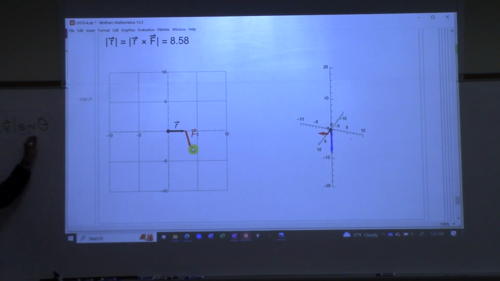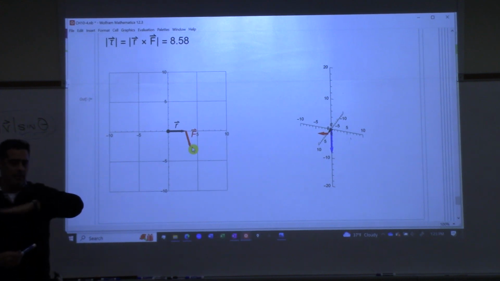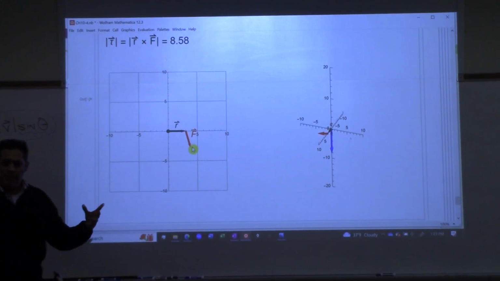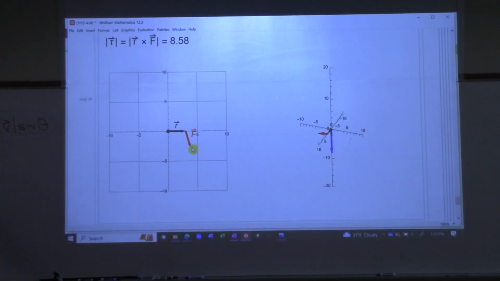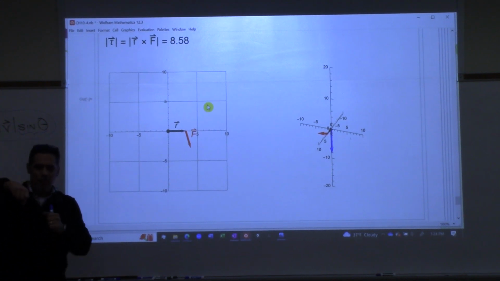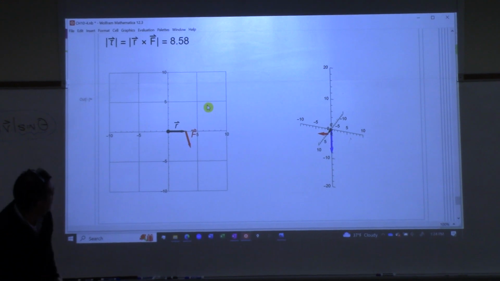The biggest sine can ever be is 1, and that happens at pi over 2 or 90 degrees. So the biggest torque you're ever going to get, or the biggest cross product you will ever get, is when the two vectors are orthogonal to one another. Which is why when you turn a wrench, you want to be perpendicular to it to get the most torque.